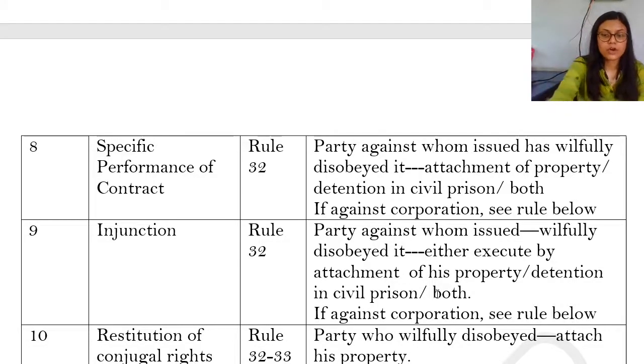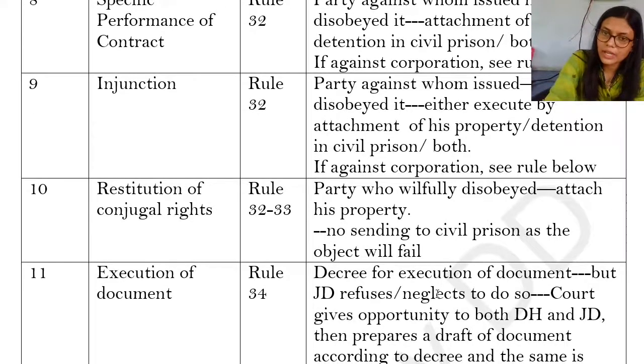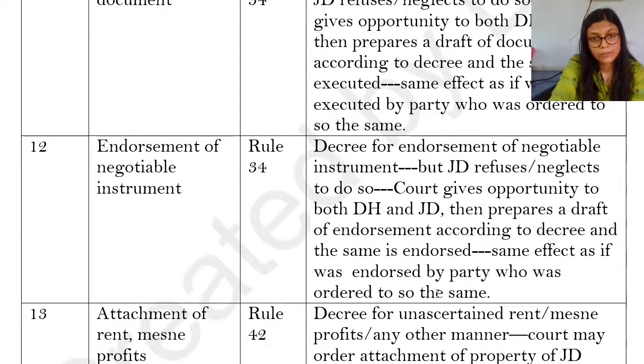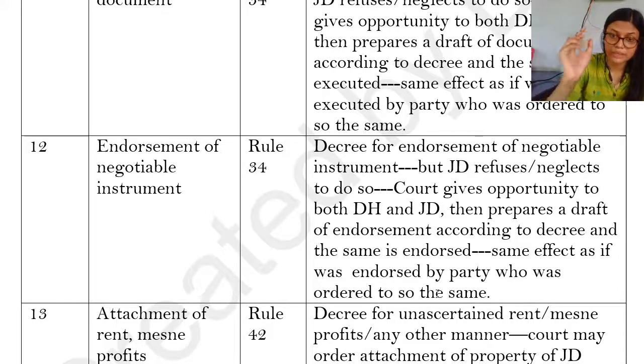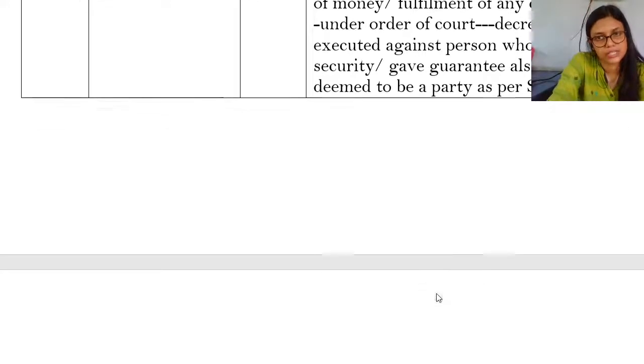If there is an execution of a document and there is neglect or refusal on the part of the judgment debtor, then first the court will give an opportunity and then prepare the draft according to the decree, and it will be executed. Same in the case of endorsement of a negotiable instrument. Now, if there is a decree for unascertained rent, meaning profit, or any other things like that, there will be attachment of property by the court even before the amount is ascertained. Liability of a surety is also there, where you can proceed not only against the party but also against the surety.